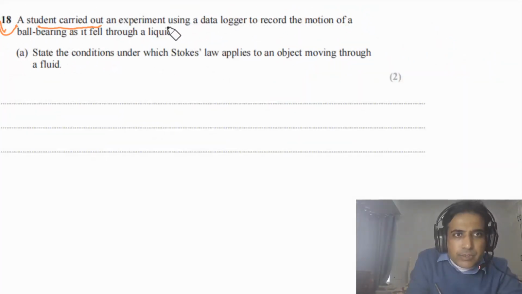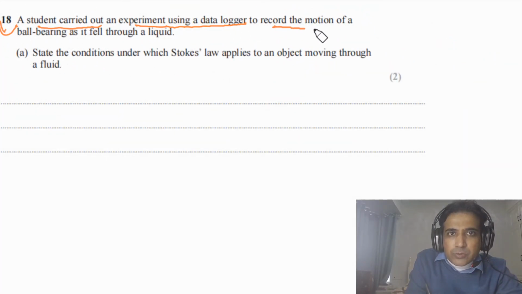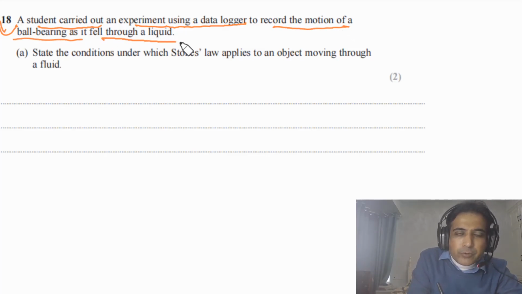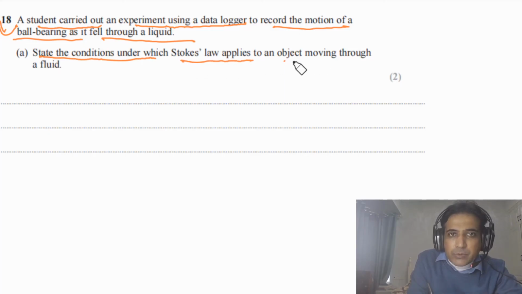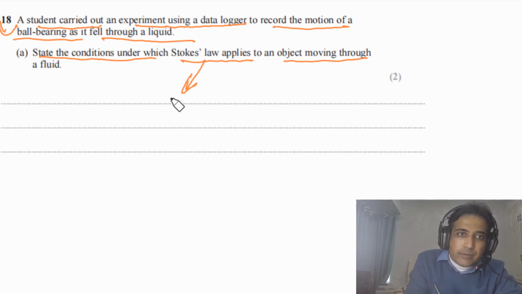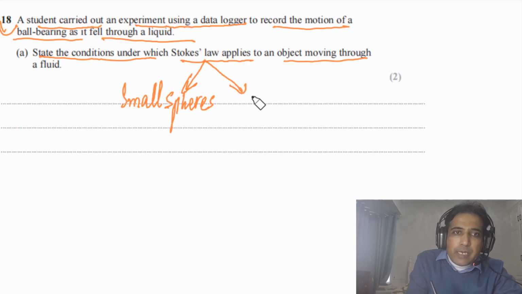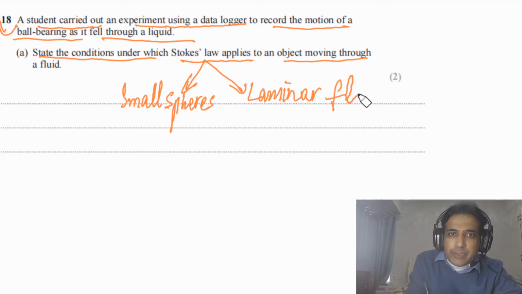Question 18 says a student carried out an experiment using a data logger to record the motion of a ball bearing as it falls through a liquid. For part A, state the conditions under which Stokes' law applies to an object moving through a fluid. We can apply Stokes' law when objects are spherical in shape, so for small spheres, and when the flow is laminar, meaning the speed is low.